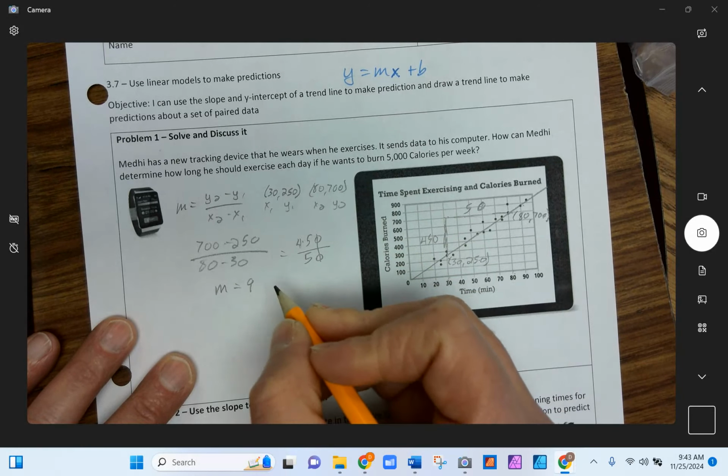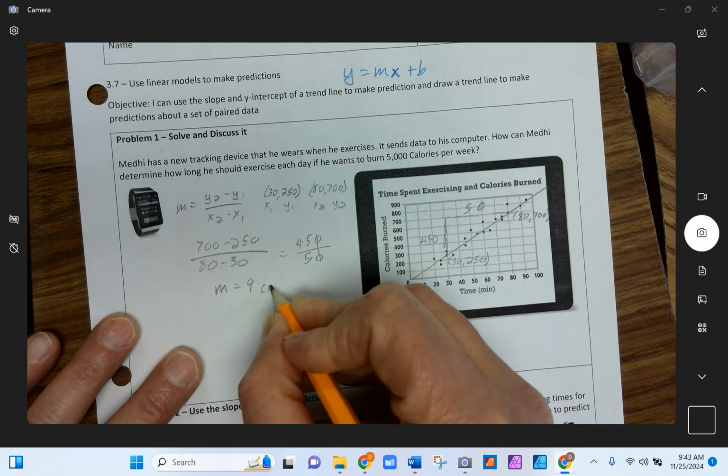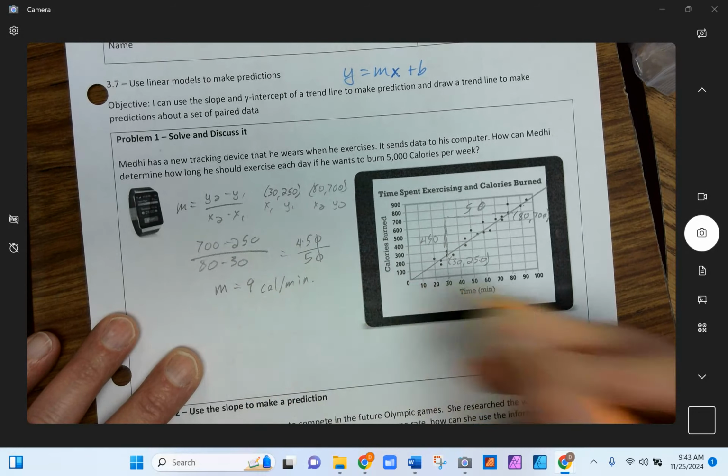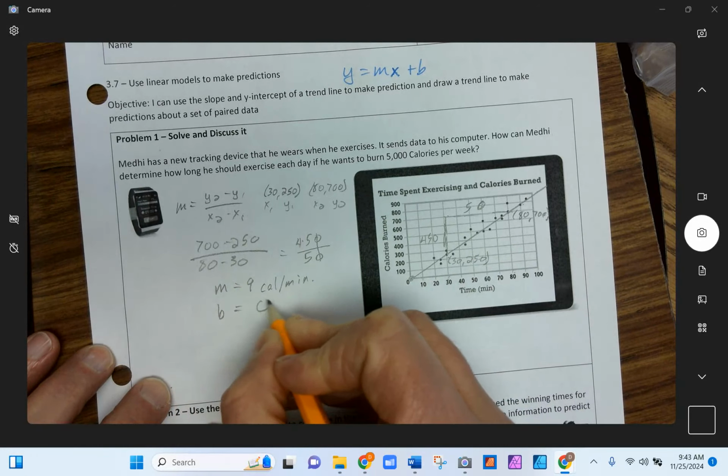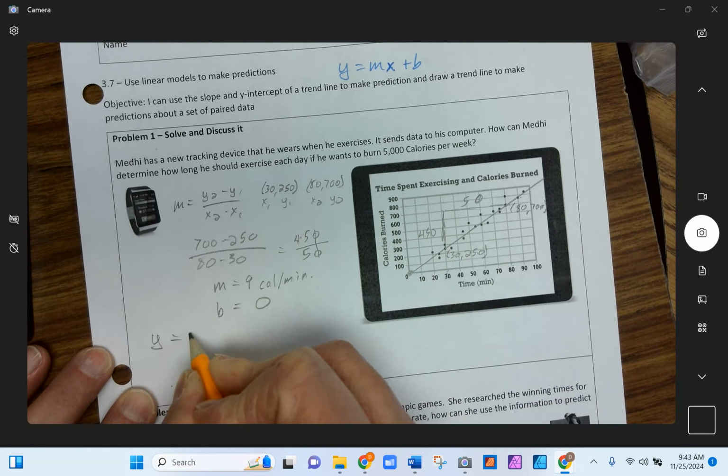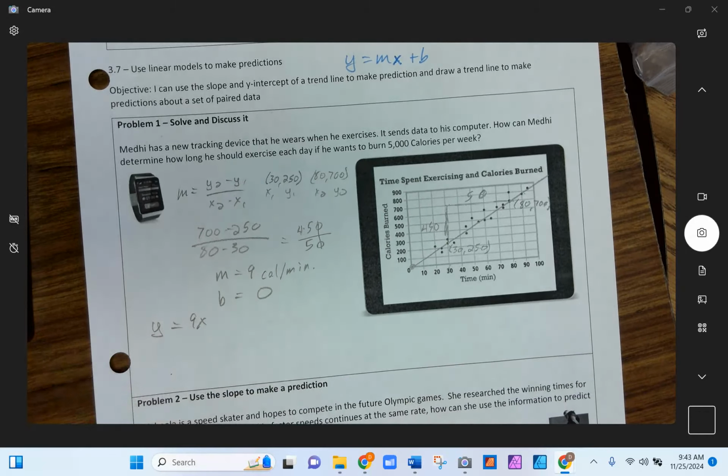calories, so 9 calories per minute burned. Okay, and then we have our y-intercept here at (0, 0). So our b value is 0. So our equation is going to be y equals 9x plus 0, which is just 9x.